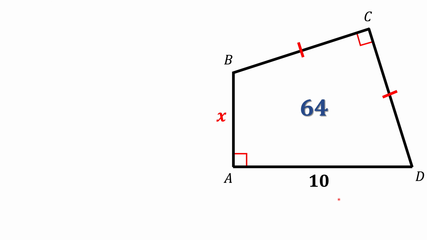Here we have a quadrilateral ABCD. Two sides of this quadrilateral have the same length, BC and CD. Two angles, angle A and angle C, are 90-degree angles.